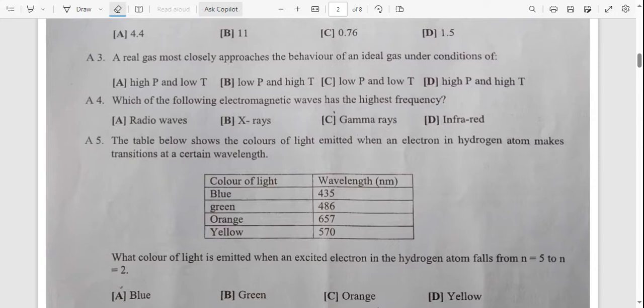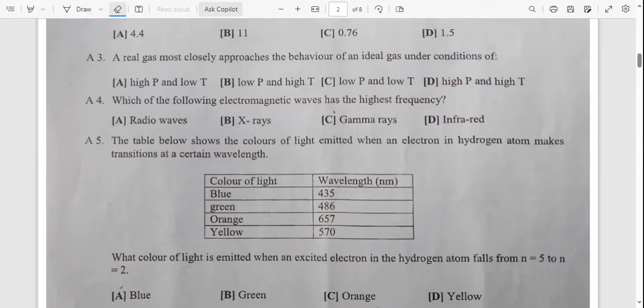All right. So we are saying a real gas most closely approaches the behavior of an ideal gas under conditions of... All saying that real gases, mostly for ideal gases, these are just hypothetical gases. They are going to follow Charles's law, obey Boyle's law and all those. Now a real gas might not necessarily obey these laws. So for a real gas, it is going to approach the behavior of an ideal gas when the pressure is becoming low and the temperature is becoming very high.